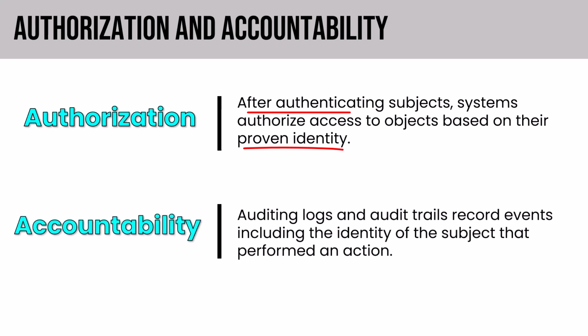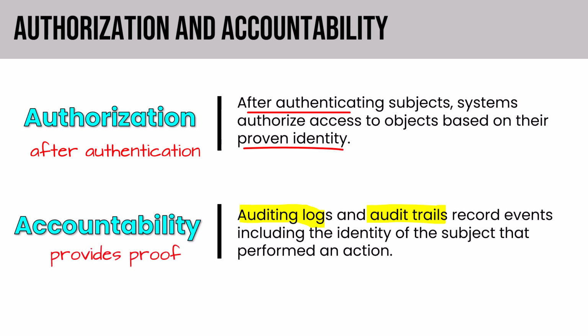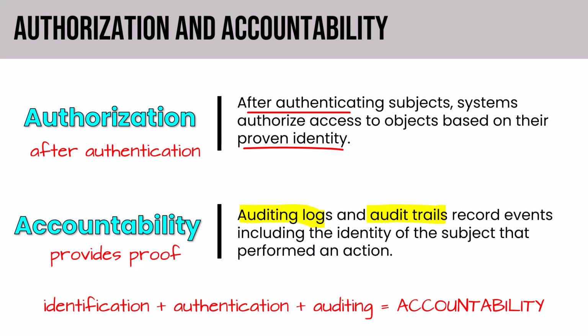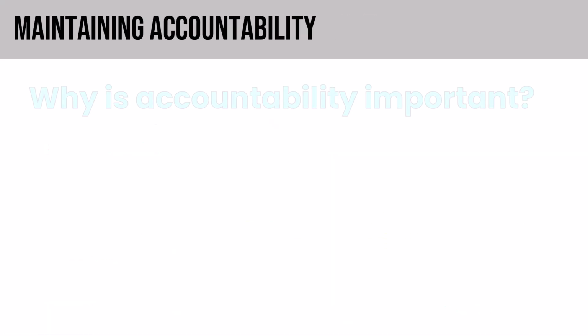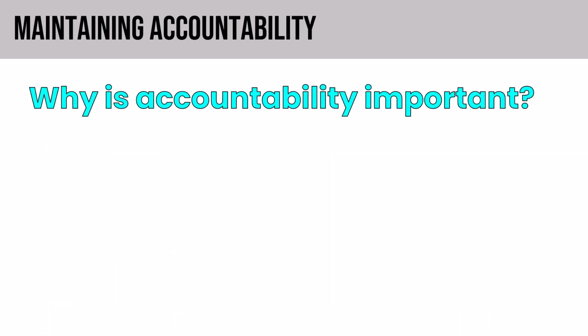And then there's accountability. Auditing logs and audit trails record events, including the identity of the subject that performed the action. So we have authorization that comes after authentication and accountability that provides proof of it all. So identification plus authentication plus auditing gives us accountability. So why is accountability important? Let's go through the hows to get to the why.